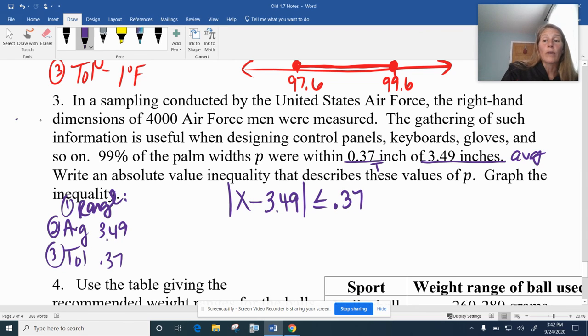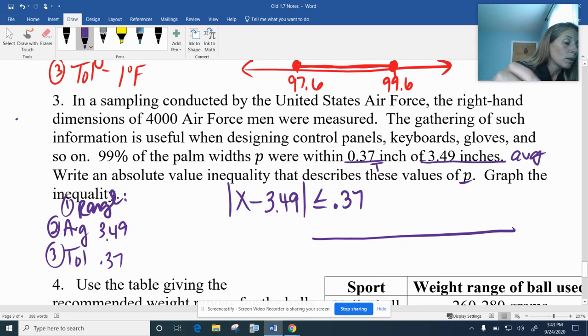So then it says to graph the inequality. Now I use x instead of p, but same idea. So the range then is going to be what? 3.49 minus 0.37. And then you would have to do 3.49 plus 0.37, right? Because if you remember, we're really doing an and problem here. So that's kind of how you would solve that.